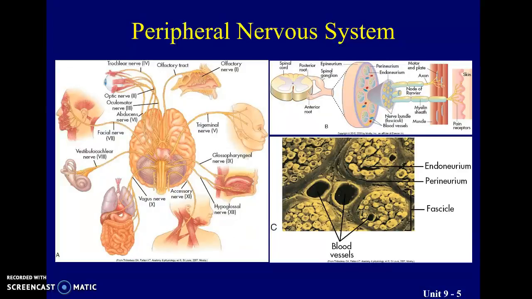Then these particular axons will be bundled together into what's called a fascicle, and a fascicle will be covered by a sheath of connective tissue known as the perineurium, and then a number of fascicles that are each covered by a perineurium will be bound by a connective tissue layer known as the epineurium.